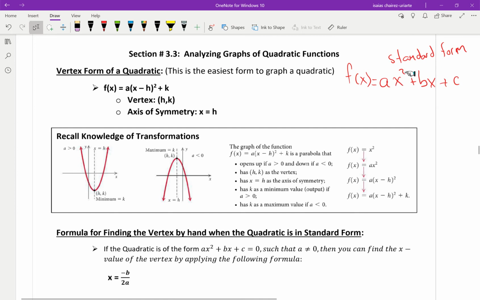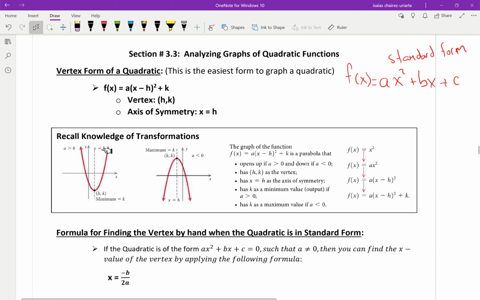And so we have two forms for a quadratic equation. The standard form does not give us enough graphical information. But there's a way to change from standard form to vertex form. Once you have your quadratic in vertex form, then it's easy to know where the vertex is. And also you get information about what's called the axis of symmetry. So the axis of symmetry is just a vertical line that splits your parabola right in half.